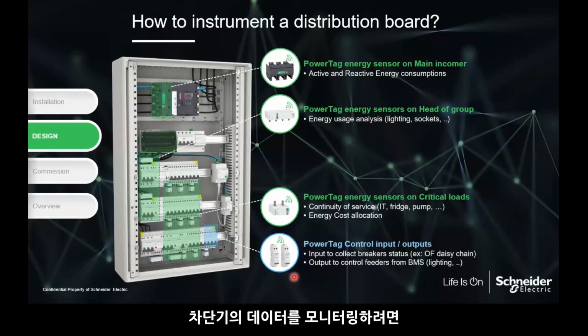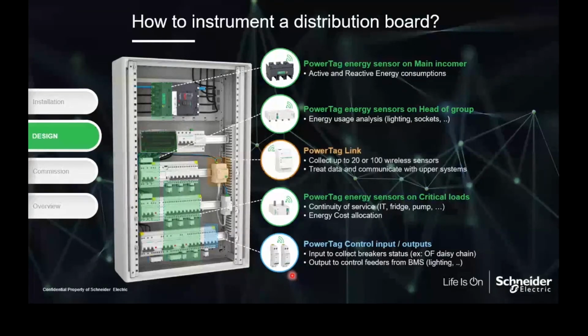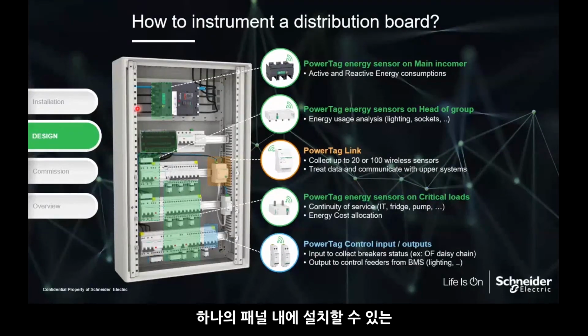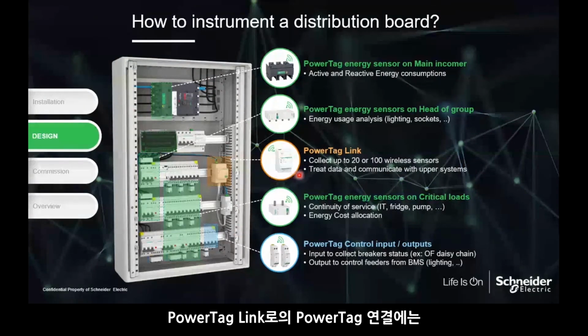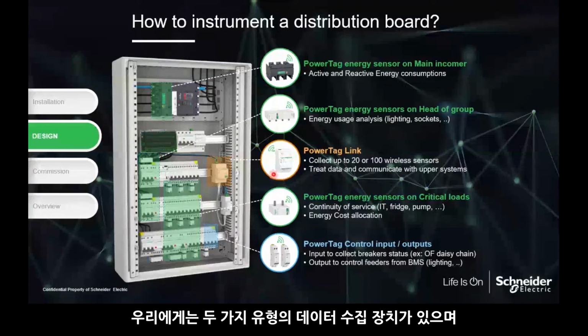Like you wanted to monitor the breaker status here and there, you can actually bring these IOs into the panels as well. But last but not least, PowerTag Link is what I mentioned earlier. There's no limitation on the number of PowerTags inside one panel, but there is a limitation on the PowerTag Link. This is the data concentrator, all right? We only have 2 types of data concentrators.